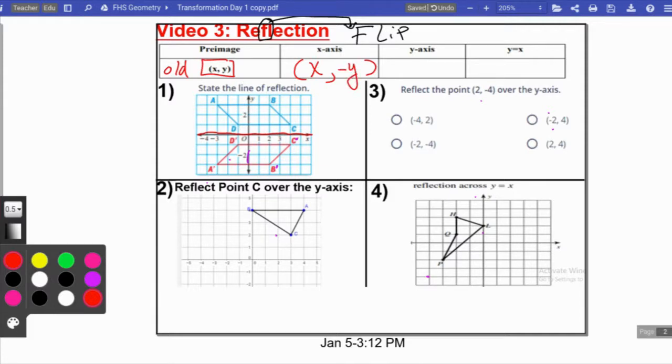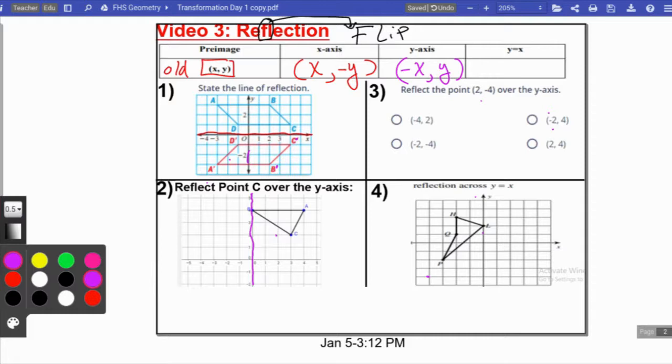You will not switch the points, but just make the right number negative if you flip over the x. If you flip over the y-axis, which is this line right here, boom, that's the y-axis. If you flip over the y-axis, here's the rule. Do I want you to memorize this? Absolutely not. This will be given to you on the board.